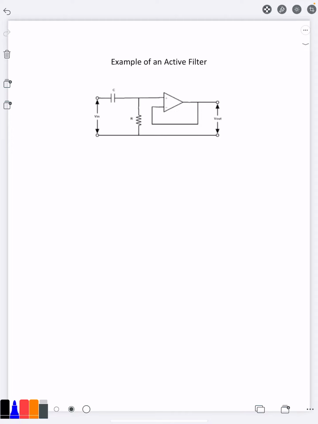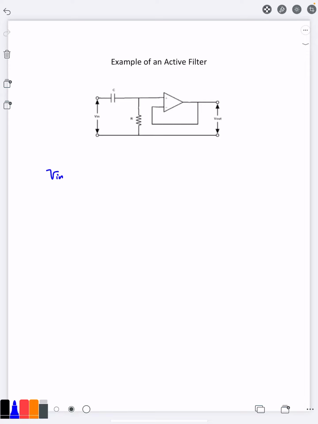Okay, in this video, we're going to see how to solve an active filter problem. We're going to look at this, we're going to turn it into phasors, we're going to find the transfer function, and then we're going to go ahead and graph that. So the first thing to do is convert things into phasors.